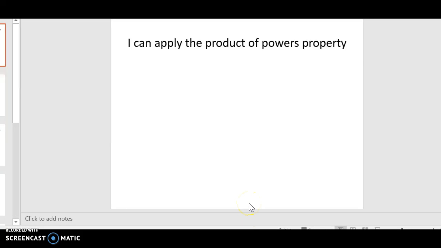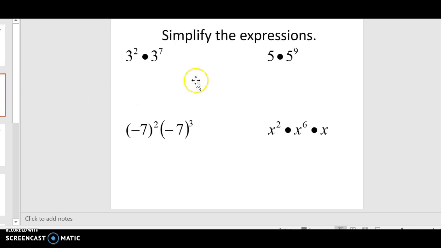So this lesson's on applying the product of powers property. Now, it's a very straightforward property, but where it comes from is very important to understand. Right away, when we go to simplify these, we're going to basically break it down to a single numerical value, which will be a big number, a product of two numbers, or something raised to an exponent.